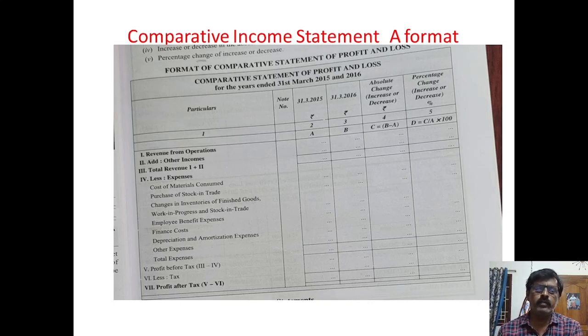Then from the total revenue, we have to deduct total expenses. That will give us profit before tax. And when we deduct tax, that will give us profit after tax. So this is a simple format we have to follow. And if operating expenses are given, we can go for sales minus operating expenses equals gross profit, minus tax will give us profit after tax.